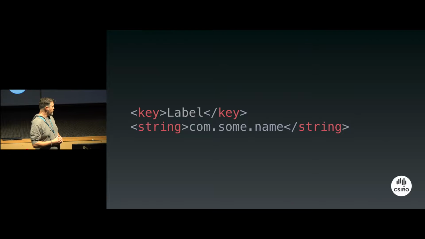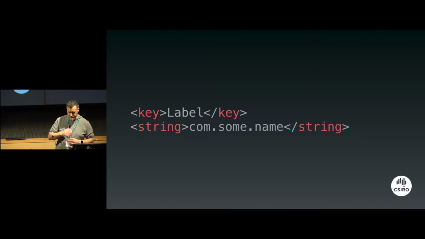So the first thing you want is a label. Every LaunchD plist needs to have a label, and this has to be unique. This is the way that LaunchD is going to identify your job, and identify what process it is acting on. So if you have multiple plists and they all have the same label, you're going to have issues.